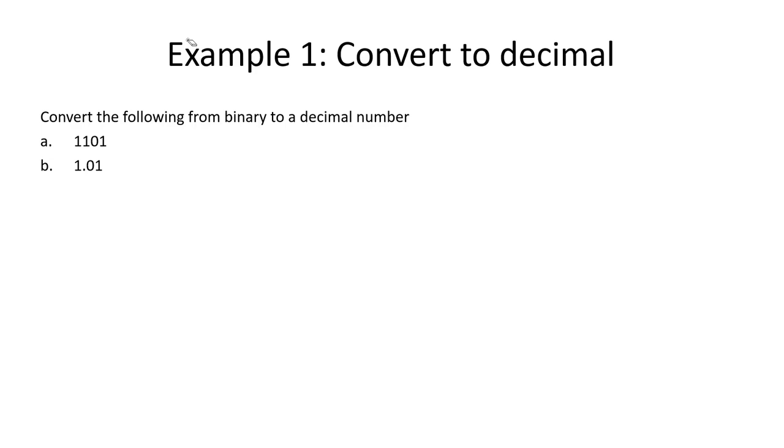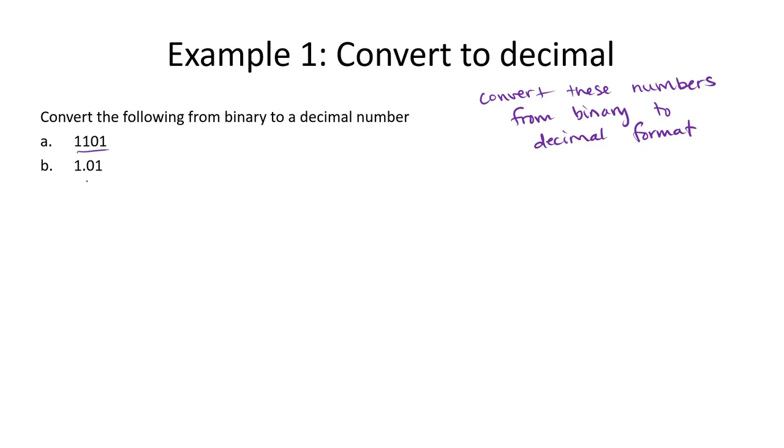Alright, let's go ahead and try this example. In this case, we want to convert these numbers from binary to decimal format. So we've got 1101 and 1.01. Let's give this a try.